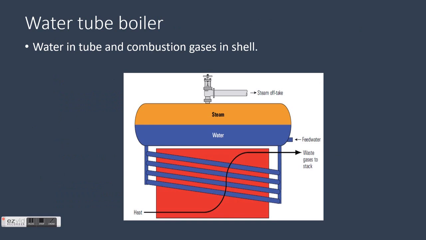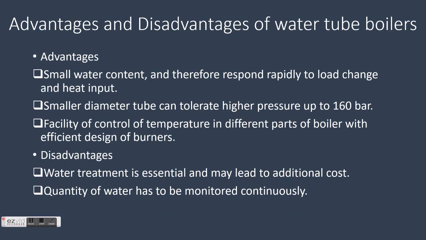Then the next type of boiler is the water tube boiler. Here water circulates in the tubes and combustion gases in the shell. Water tube boilers are ones in which the conditions are reversed, with the water passing through the tubes and the hot gases passing outside the tubes. These boilers can be of single or multiple drum type. They can be built to any steam capacities and pressures, and have higher efficiencies than fire tube boilers. Then advantages and disadvantages of water tube boilers are discussed.